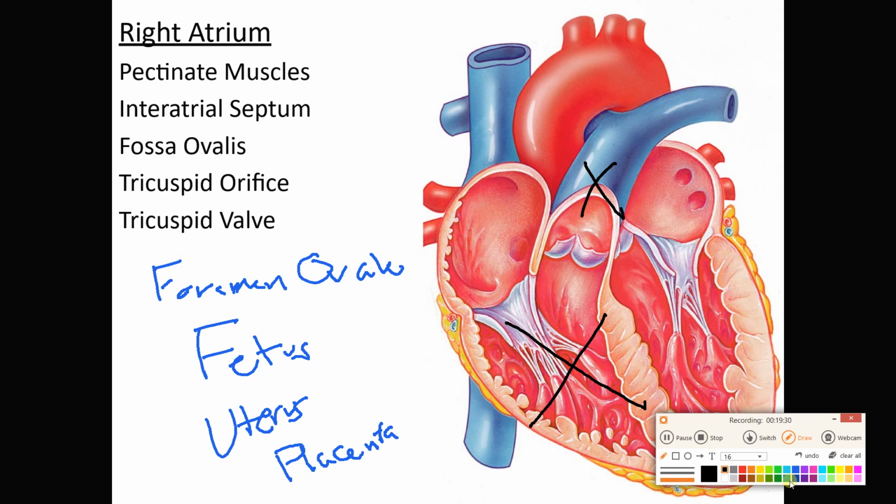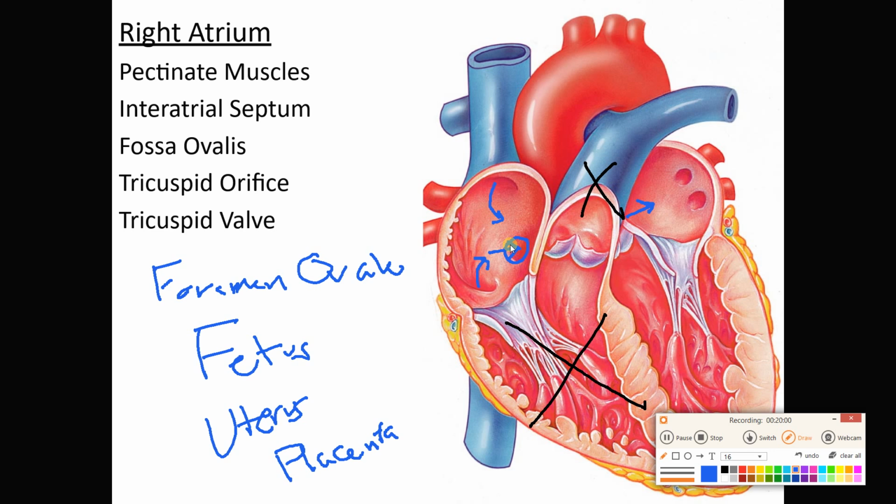So when the blood comes in the vena cava, superior and inferior, when the blood comes in here, instead of going down like normally to the right ventricle, the blood, at least most of it, it's not 100%, most of the blood is going to zip through from the right atrium to the left atrium through the hole that is here. And that hole is called the foramen ovale.